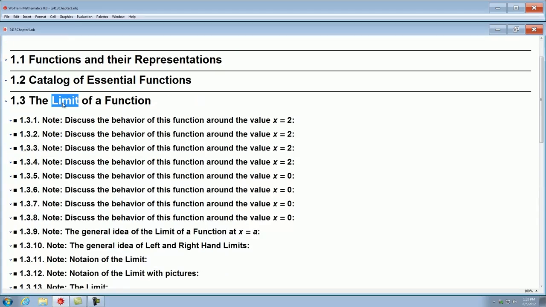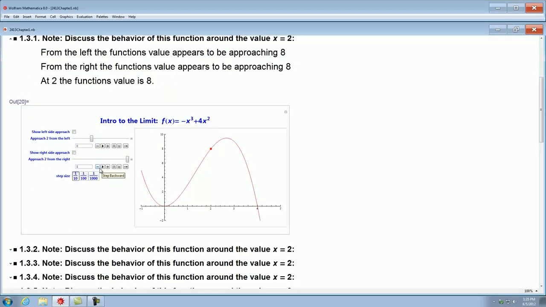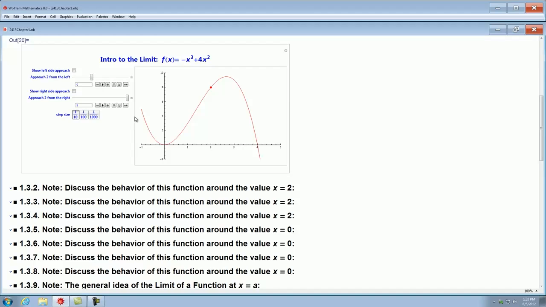All right, let's start off. Example 1.3.1: discuss the behavior of this function around the value x equals 2. So we're going to take a look at a function, and we're going to look at the x value of 2 and see what's going on. So let me just first get to the function. Here it is. And here's the x value of 2.